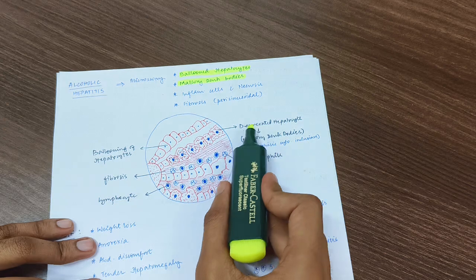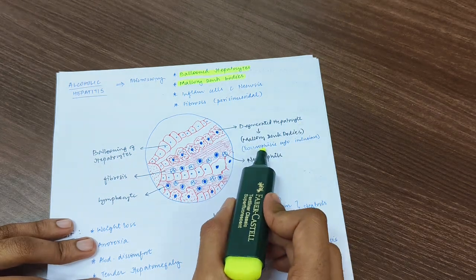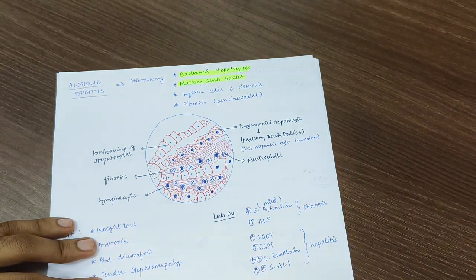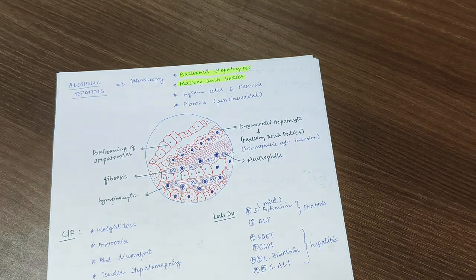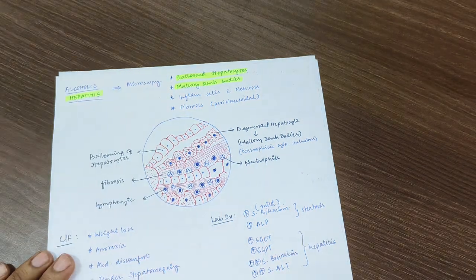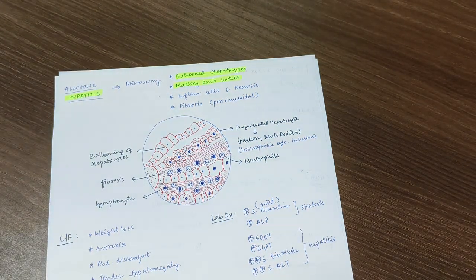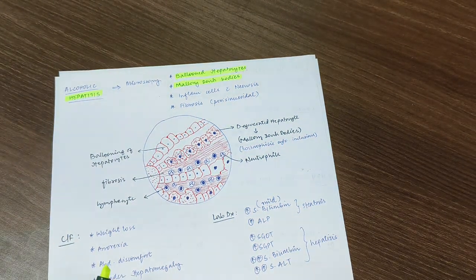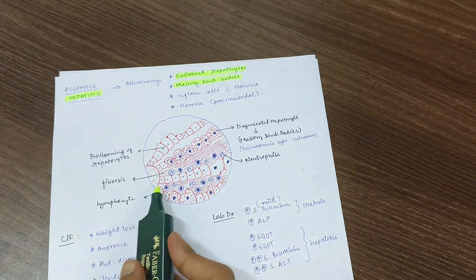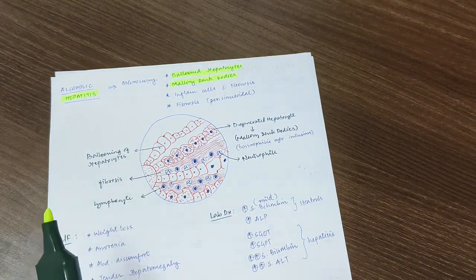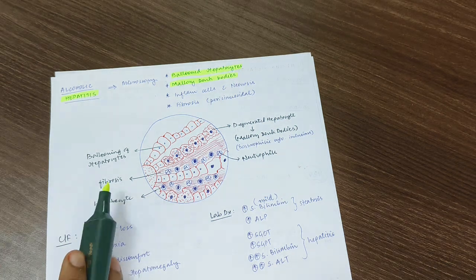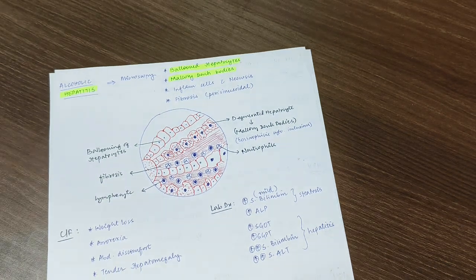They are degenerated hepatocytes with eosinophilic cytoplasmic inclusions. Mallory-Denk bodies are seen in case of alcoholic hepatitis. Then you are going to see inflammation with neutrophils and lymphocytes. And lastly, since lymphocytes are there, there is chronic inflammation, which is always associated with fibrosis. That is called spider-web fibrosis.